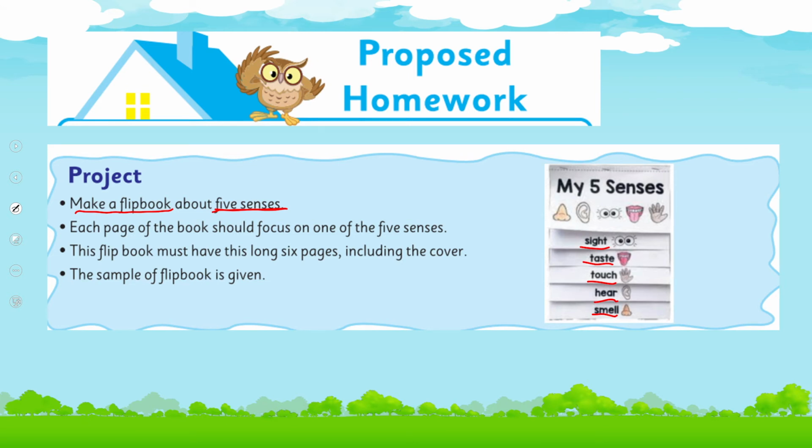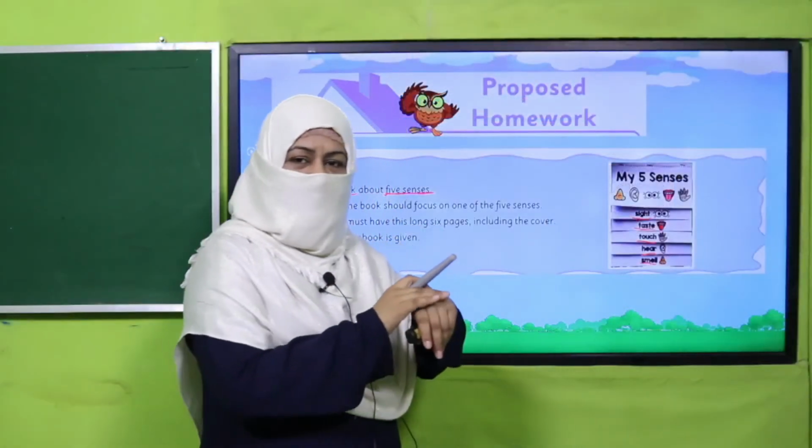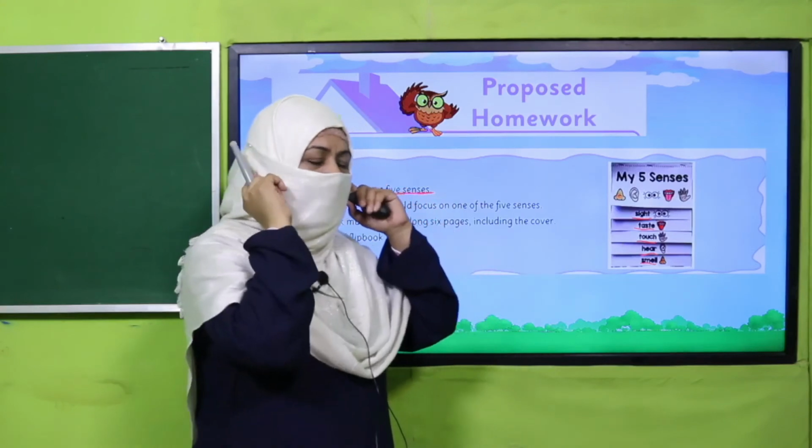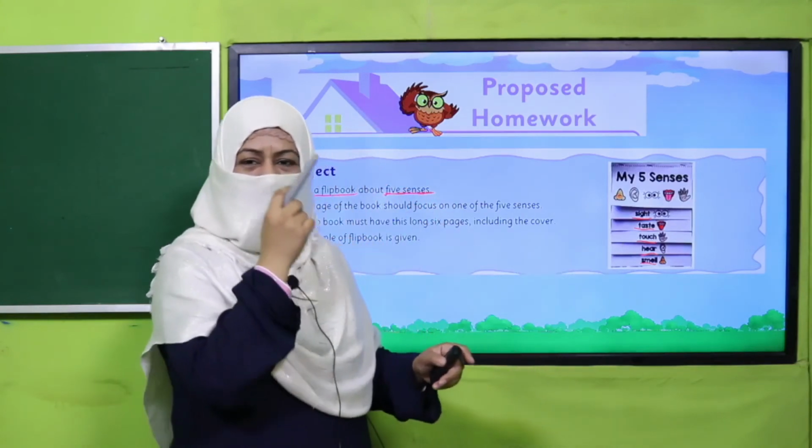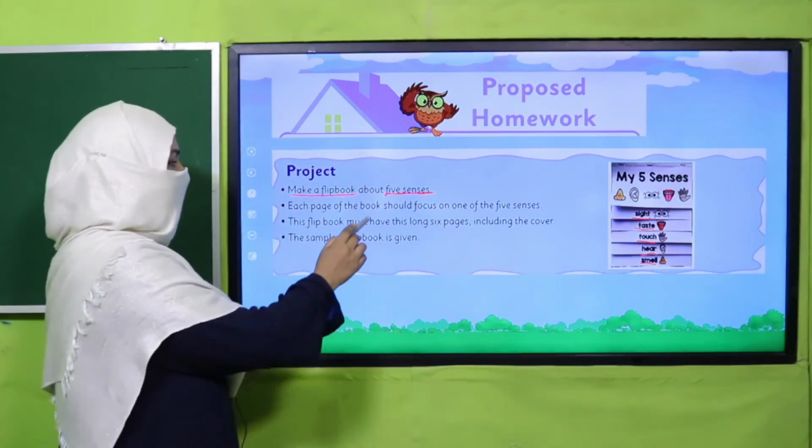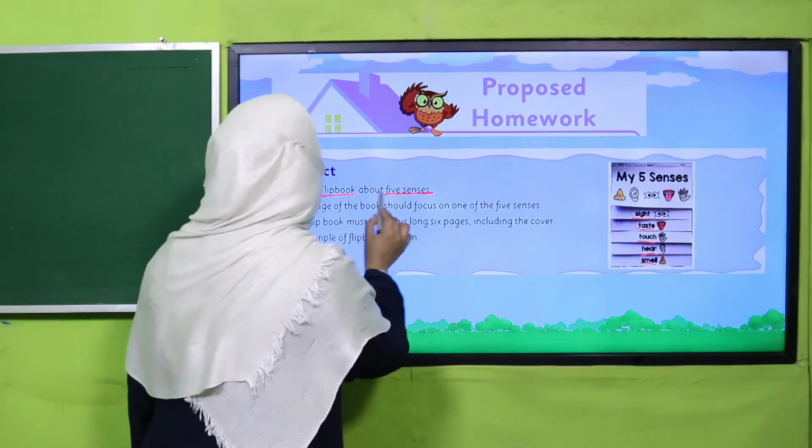For sight we have, alhamdulillah, eyes. For taste we have tongue. For touch we have skin. For hearing we have ears, and for smell we have nose. Okay, so you will make a flipbook about your 5 senses.